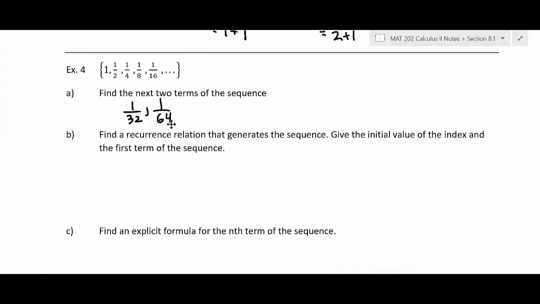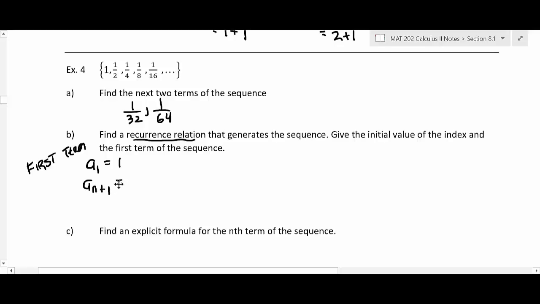So what we're going to do is a recurrence relation, and then try to write a specific explicit formula on this. Okay, when you do a recurrence relation, you got two things you got to consider. First thing is you just tell me what your first term is. Okay, that's easy enough. That's equal to 1. Then you got to tell me what the next term is in relation to the previous term like this.